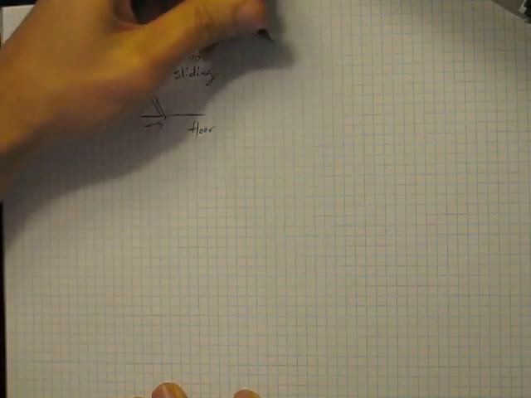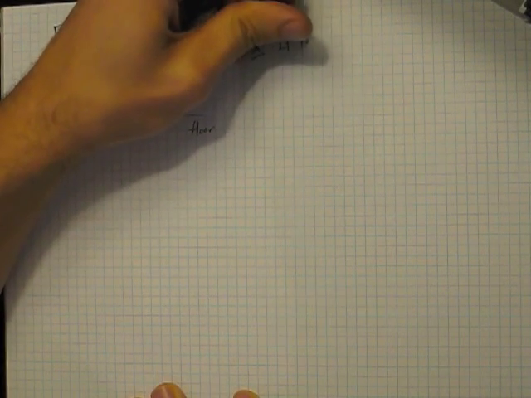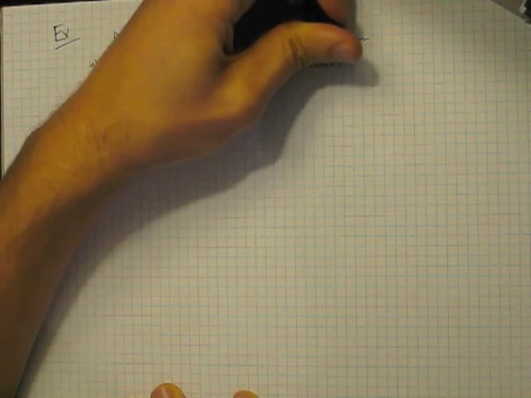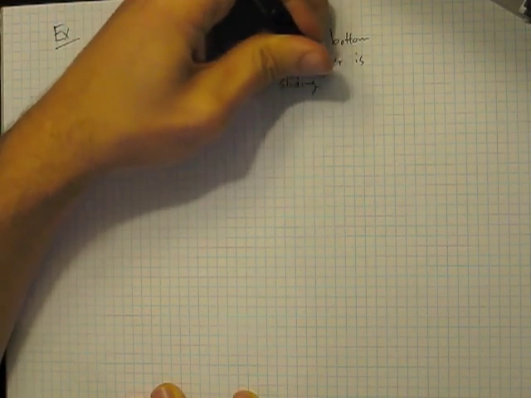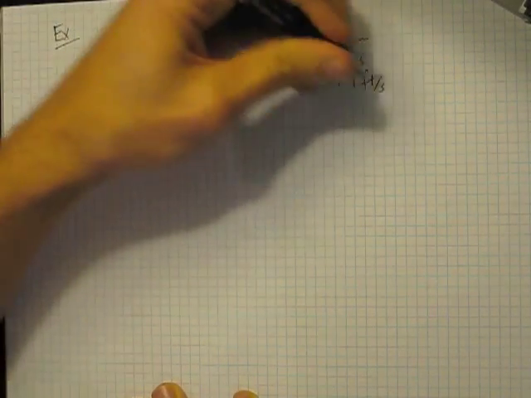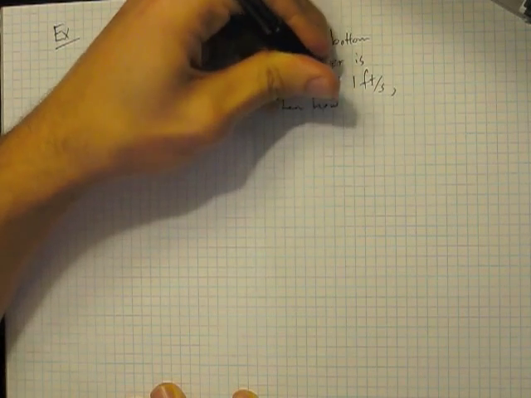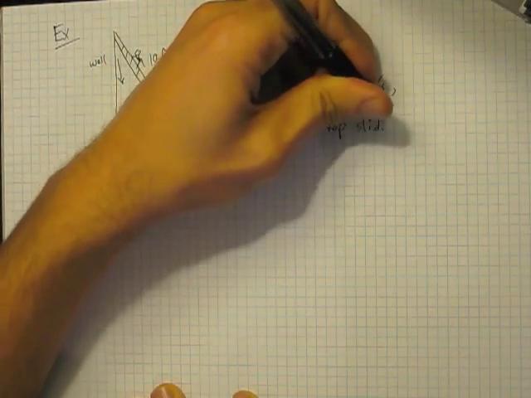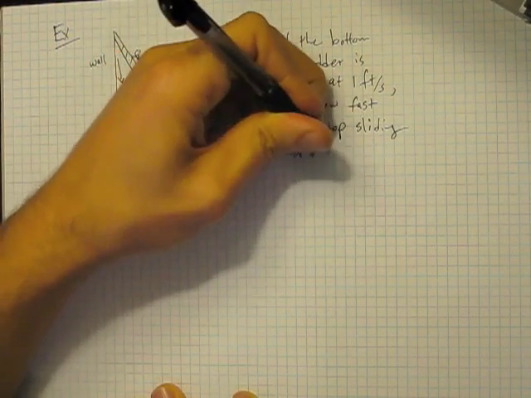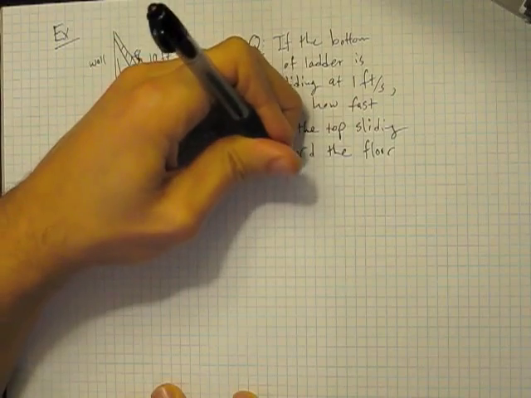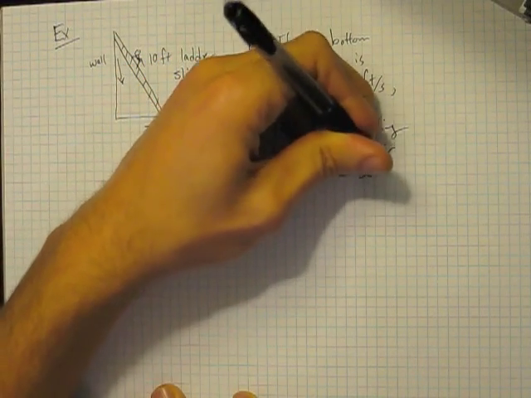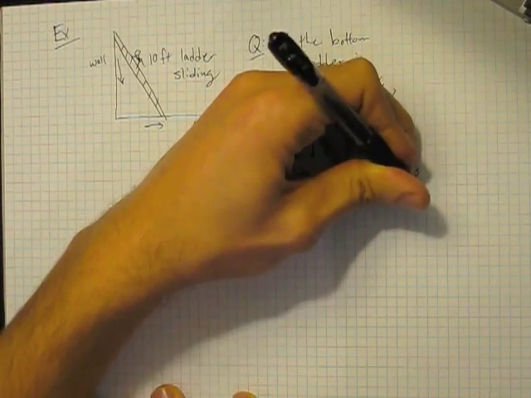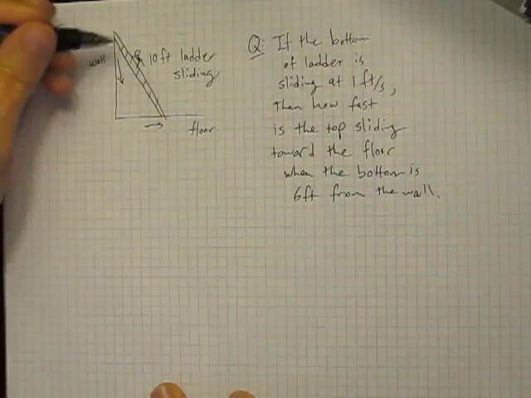Okay, and so here's the question. If the bottom of the ladder is sliding at 1 foot per second, then how fast is the top sliding toward the floor when the bottom is 6 feet from the wall? From the wall. I mean, of course, as this ladder slides, the rate at which this point right here is sliding towards the floor is going to change.